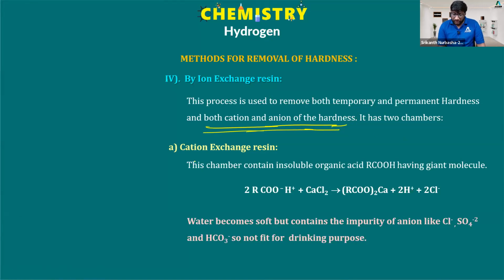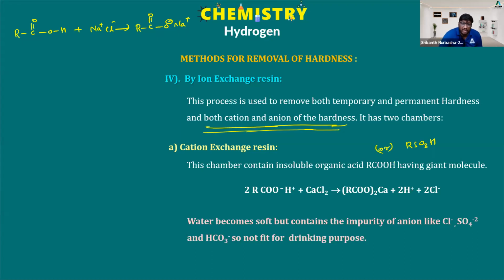It has two chambers. What is the first chamber? The cation exchange resin. The chamber contains insoluble organic acids, RCOOH or RSO3H, having a hydrocarbon joined to the molecule. That RCOOH or RSO3H will be reacting with NaCl. You can take RCOOH, with the C double bond O and OH, reacting with NaCl, Na+ Cl-, and RC double bond O- Na+ is formed.